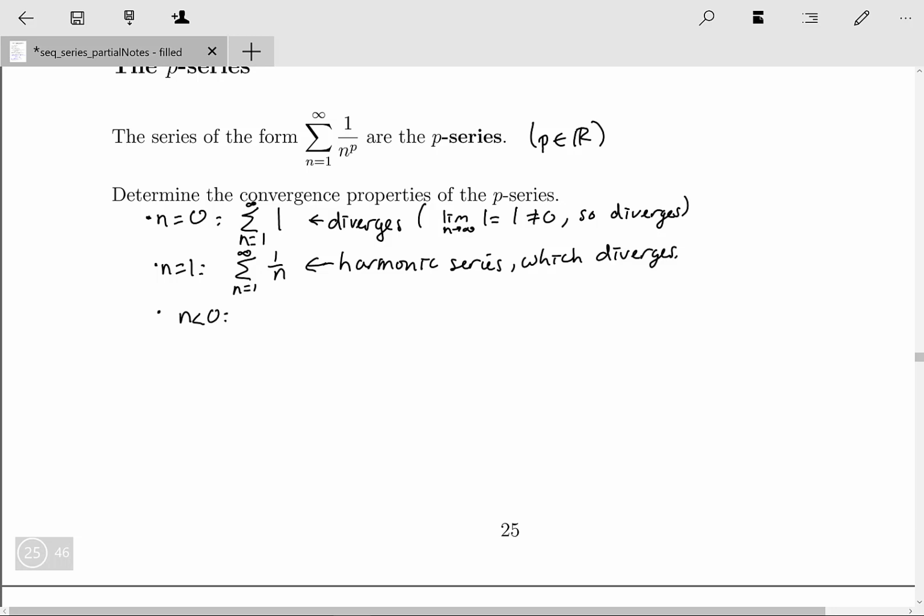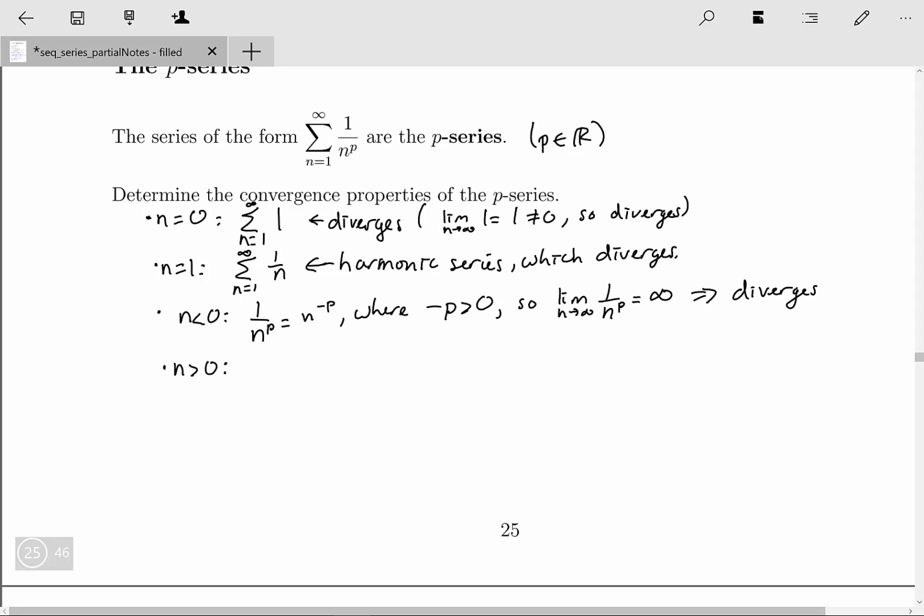We're going to look at what happens if p is less than 0, or p is negative. And in this case, what happens? Well, first of all, notice that 1 over n to the p, which we can write as n to the minus p, but negative p is greater than 0. So if I take the limit as n goes to infinity of 1 over n to the p, I get positive infinity, which again means that the series diverges by the divergence test. Also logic, but anyway.